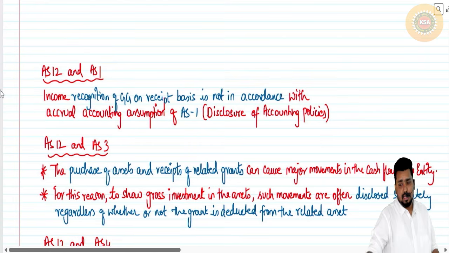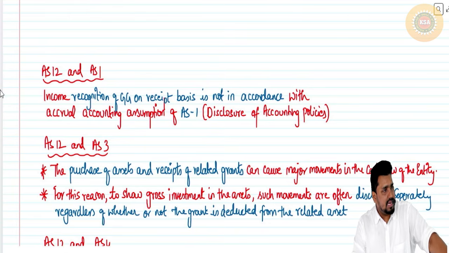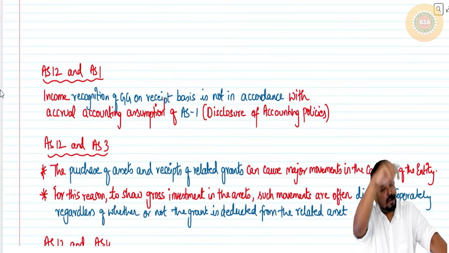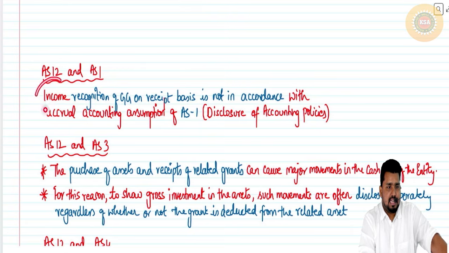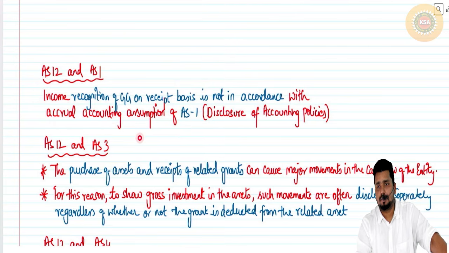AS12 and AS1: in the beginning of the standard itself, I was telling you, accounting for government grant, income recognition of grant should be on receipt basis or accrual basis. Accounting on receipt basis is a violation as per which standard? They are telling income should be based on accrual basis. Accounting on receipt basis is not in accordance with AS1.